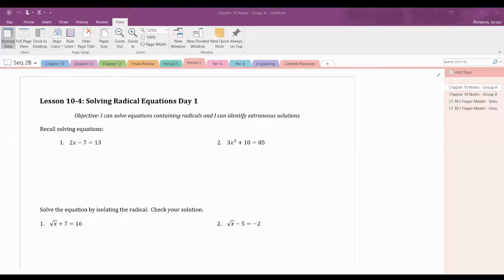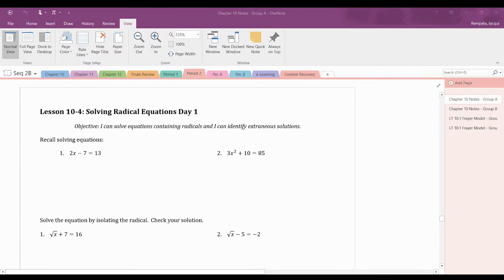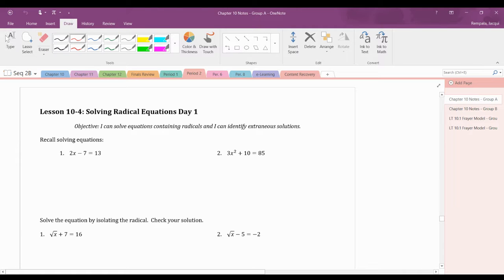Let's take a look at lesson 10.4, which is solving radical equations. So let's really quick review some of the equations that we've solved first semester as well as this semester. First semester and even last year, you did a bunch of what we call linear equations. So that's what this first one is.